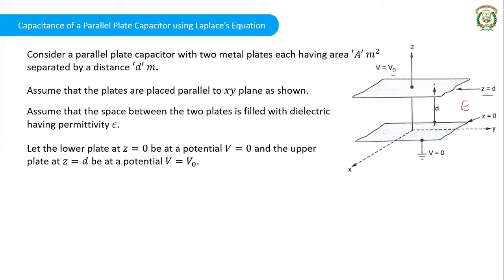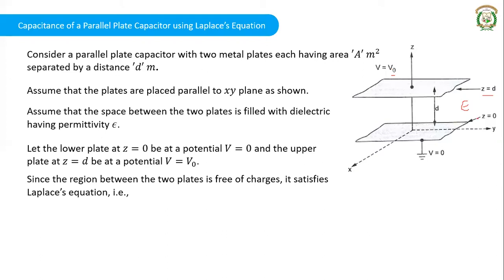Next, the region between the two plates is filled with dielectric. It is filled with dielectric means it is free of charges. There are no charges, therefore it satisfies Laplace's equation. The actual Poisson's equation is del square V is equal to minus rho V divided by epsilon, where rho V is the charge density. If it is free of charges, then this will be 0. That is, it satisfies Laplace's equation.